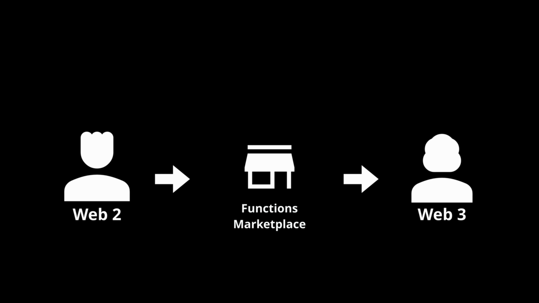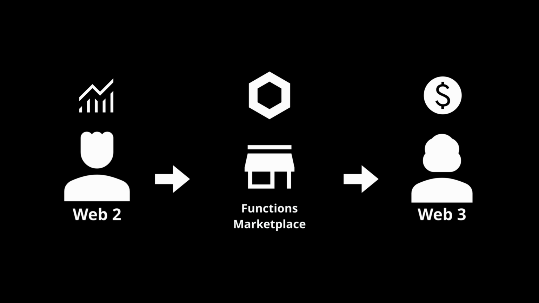The Functions Marketplace gives any developer the ability to sell their Web 2 integrations to Web 3 customers. Powered by Chainlink Functions, our product automates all of the Web 3 complexity involved in creating a custom Oracle-based integration. With our streamlined deployment process, developers can start selling their data without ever touching a smart contract.